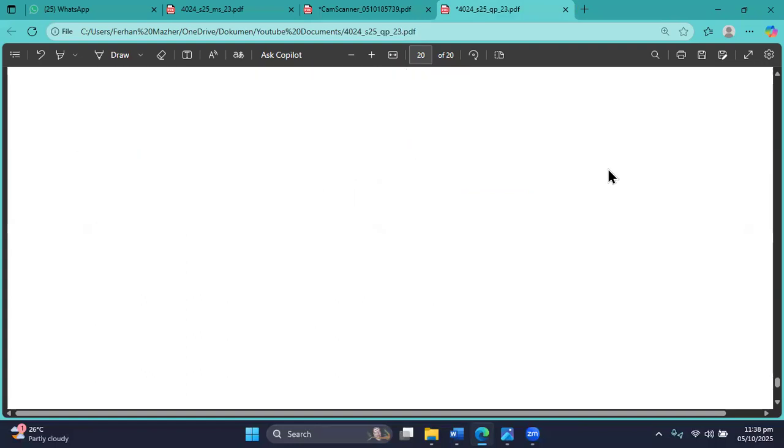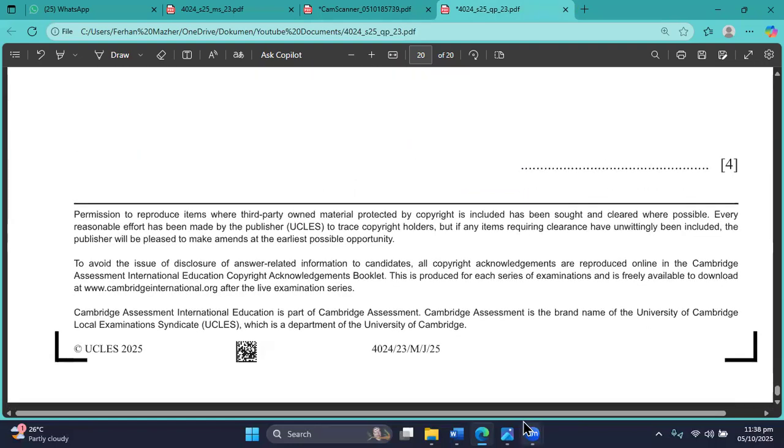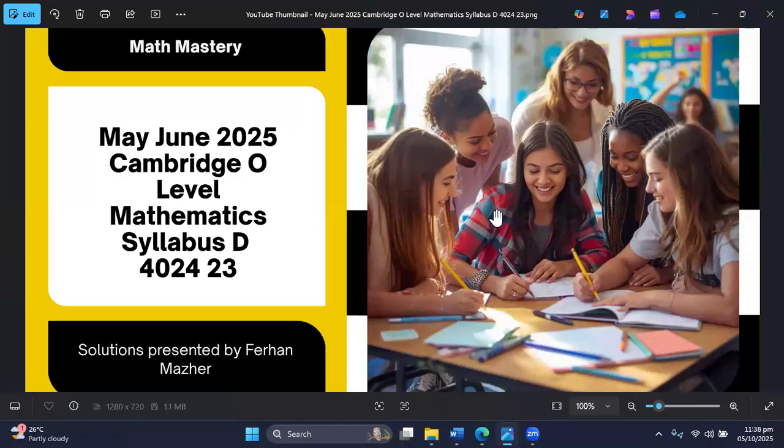So we have reached the end of this paper. My dear students, in this paper, the most important thing is that the paper and the marking scheme which I use in this paper are the property of Cambridge. Okay, I have only presented you the solution. And I have tried my best to explain the concepts and solve the questions step by step so that the questions can become easy for you.